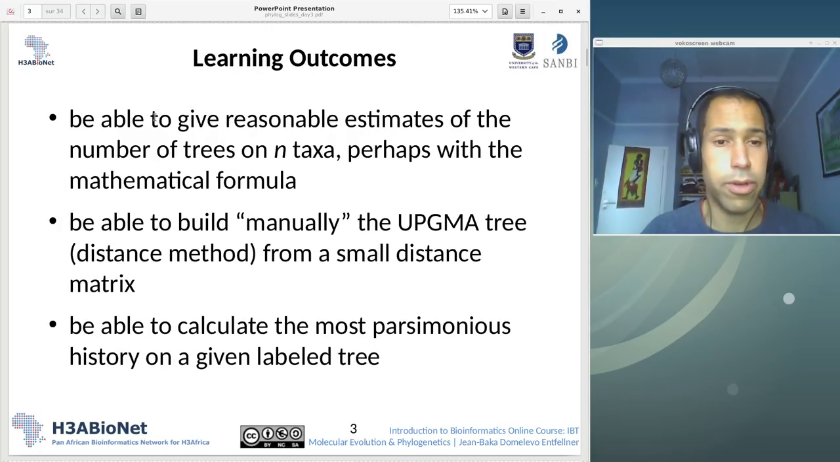Next slide. Learning outcomes: to be able to give reasonable estimates of the number of trees on N taxa, be able to build the UPGMA tree. This is one distance matrix method that we're going to see a little bit more in detail, and to be able to calculate the most parsimonious history on a given labeled tree. Parsimony is usually written with a C, but sometimes with an S, or it's my mistake.